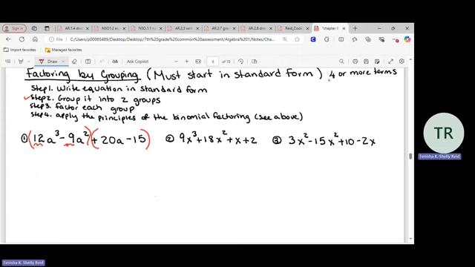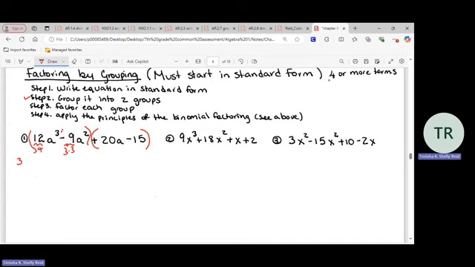Between 12 and 9, the greatest common factor is going to be 3. Because 3 times 4 is 12, 3 times 3 is 9. So this is 3 times 3, and this is 3 times 4. That's why I also say if you could do it without that, this is going to be better for you. So we can factor out a 3 from both.